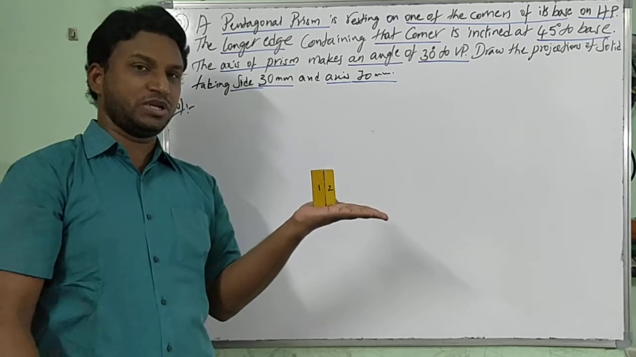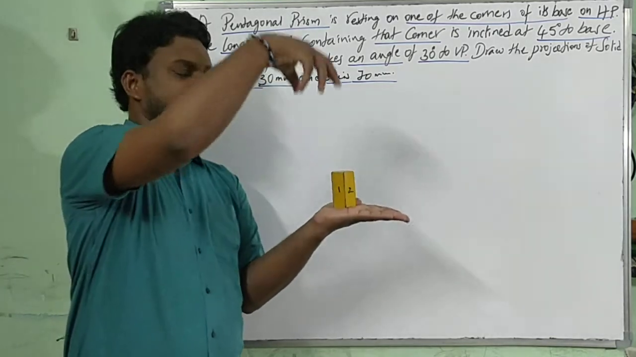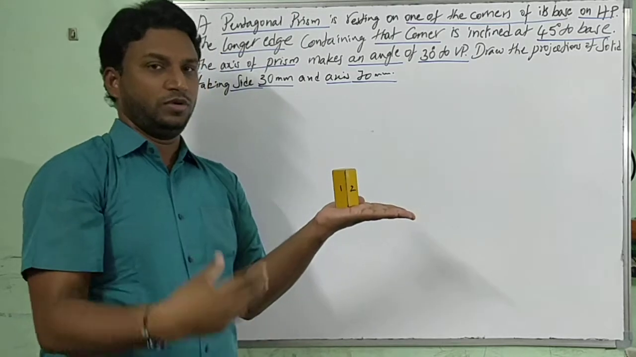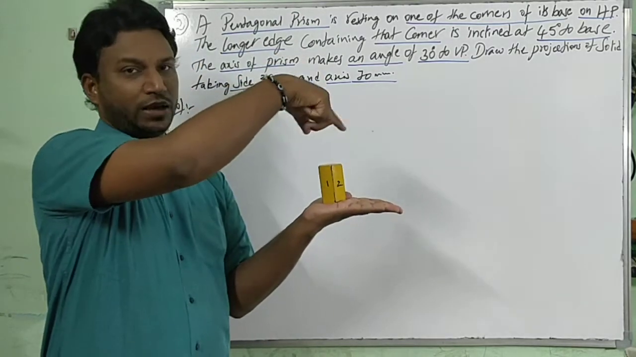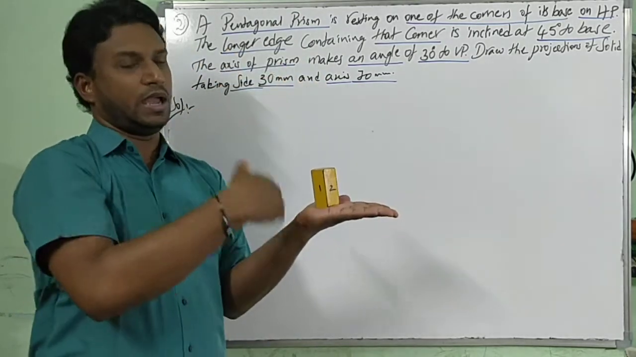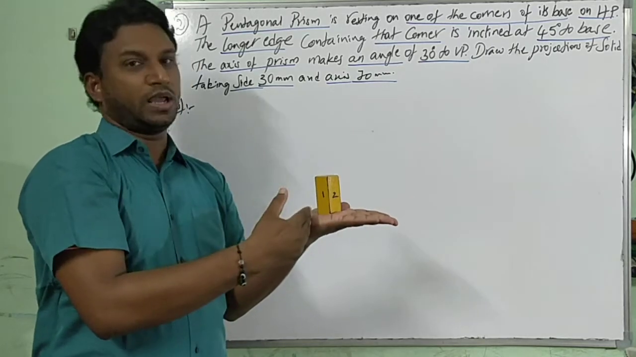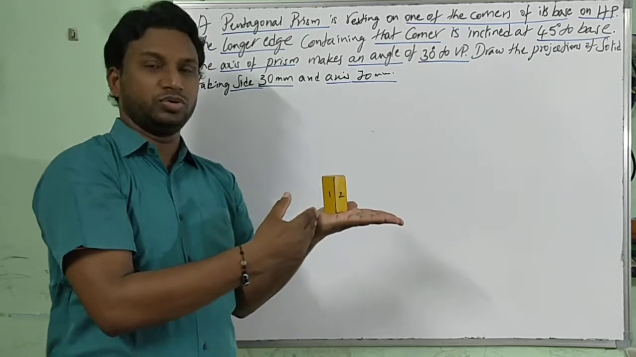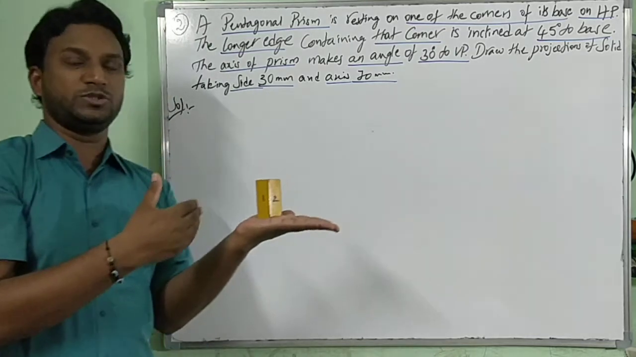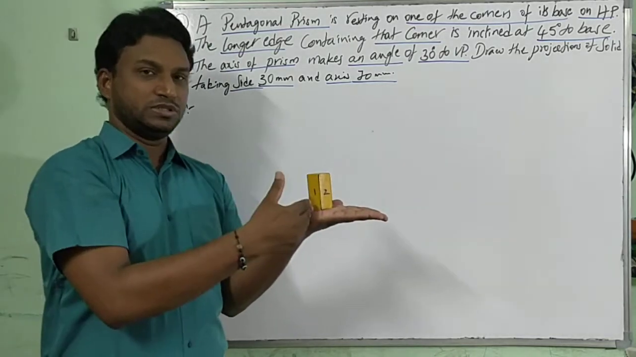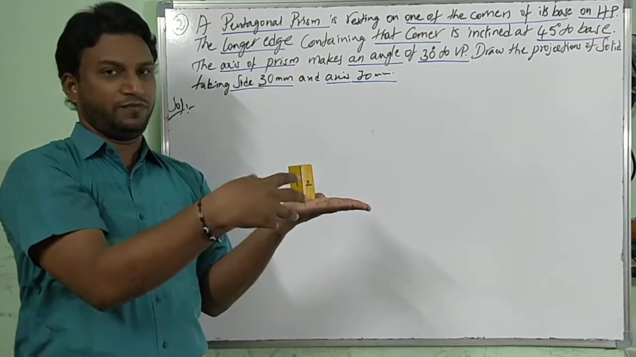Now in this position, I can draw its projections, top view and front view. From the top view, I can draw the true shape of the base. And then stage 1, I already told you that we are solving these problems in 3 stages. Stage 1: true shape, front view.